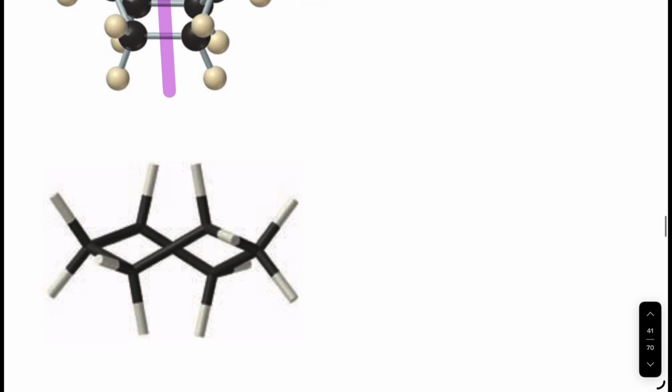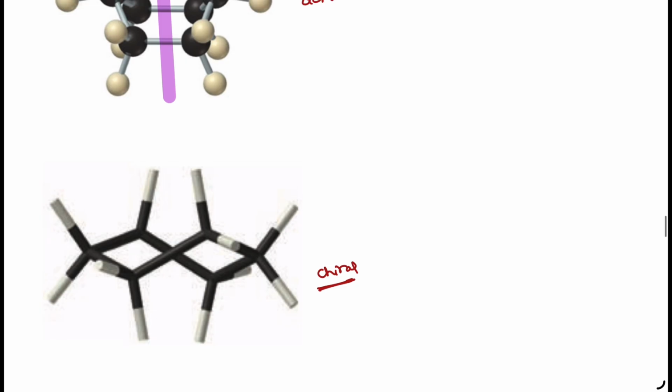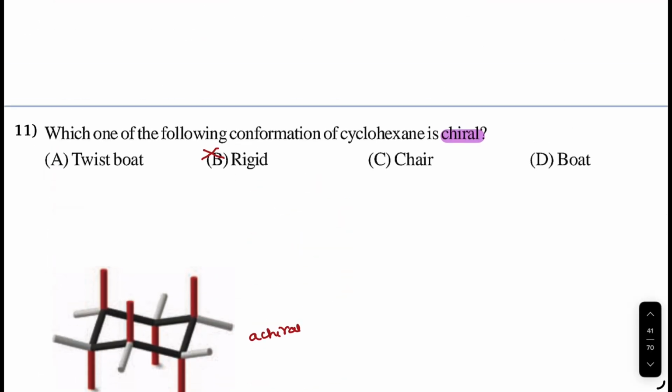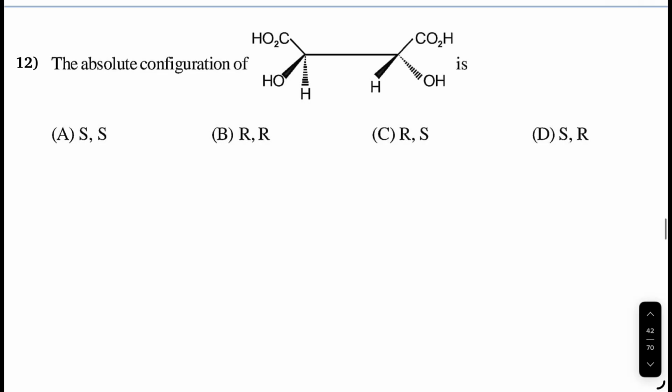But if you take the twist boat conformation, this is the front side part and this is the back side part. So here if you pass the plane through the 1 and 4 carbons, this is the front side part and this is the back side part, there is no plane of symmetry, therefore this particular thing is chiral. It is satisfying the definition of a chiral molecule. So which conformation of cyclohexane is chiral? The answer must be twist boat. So that is A.